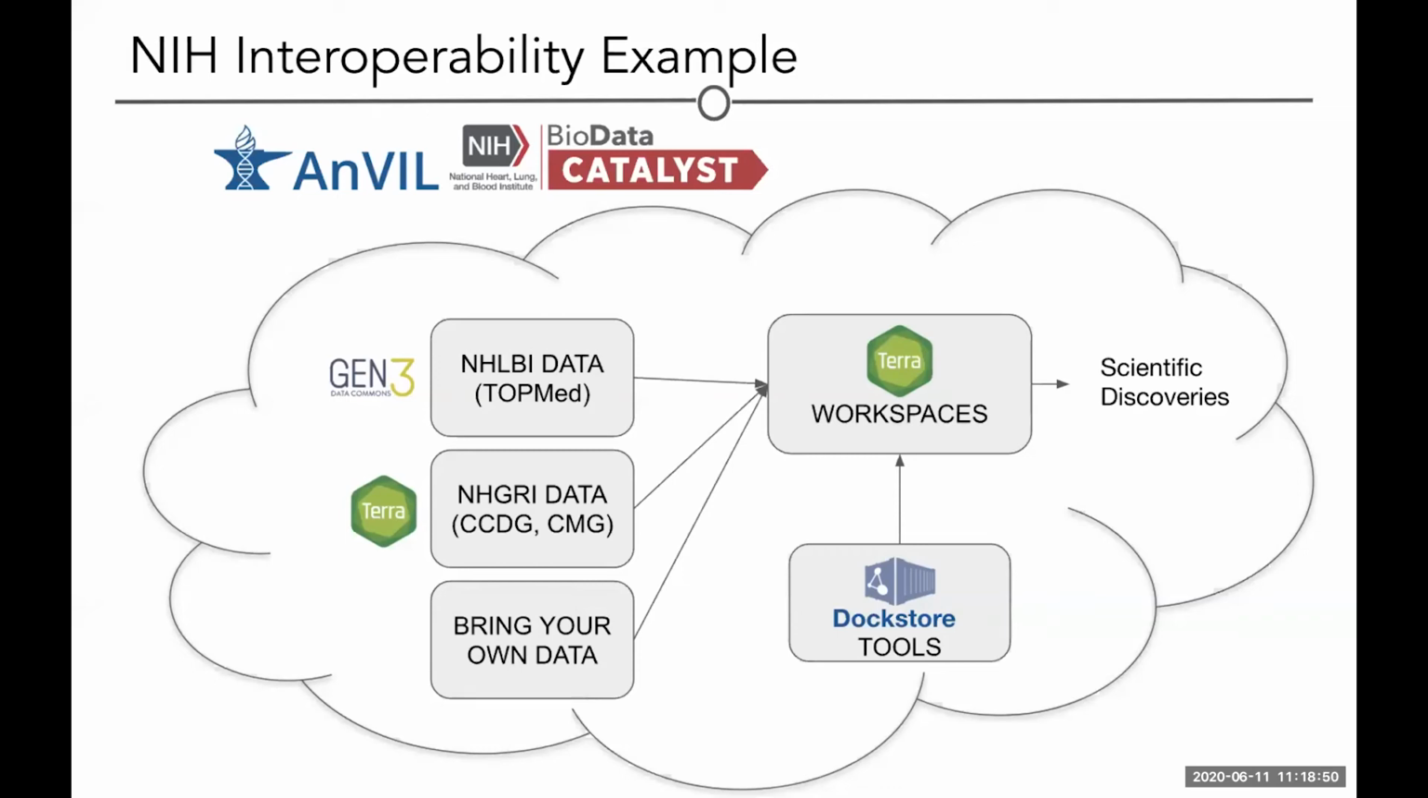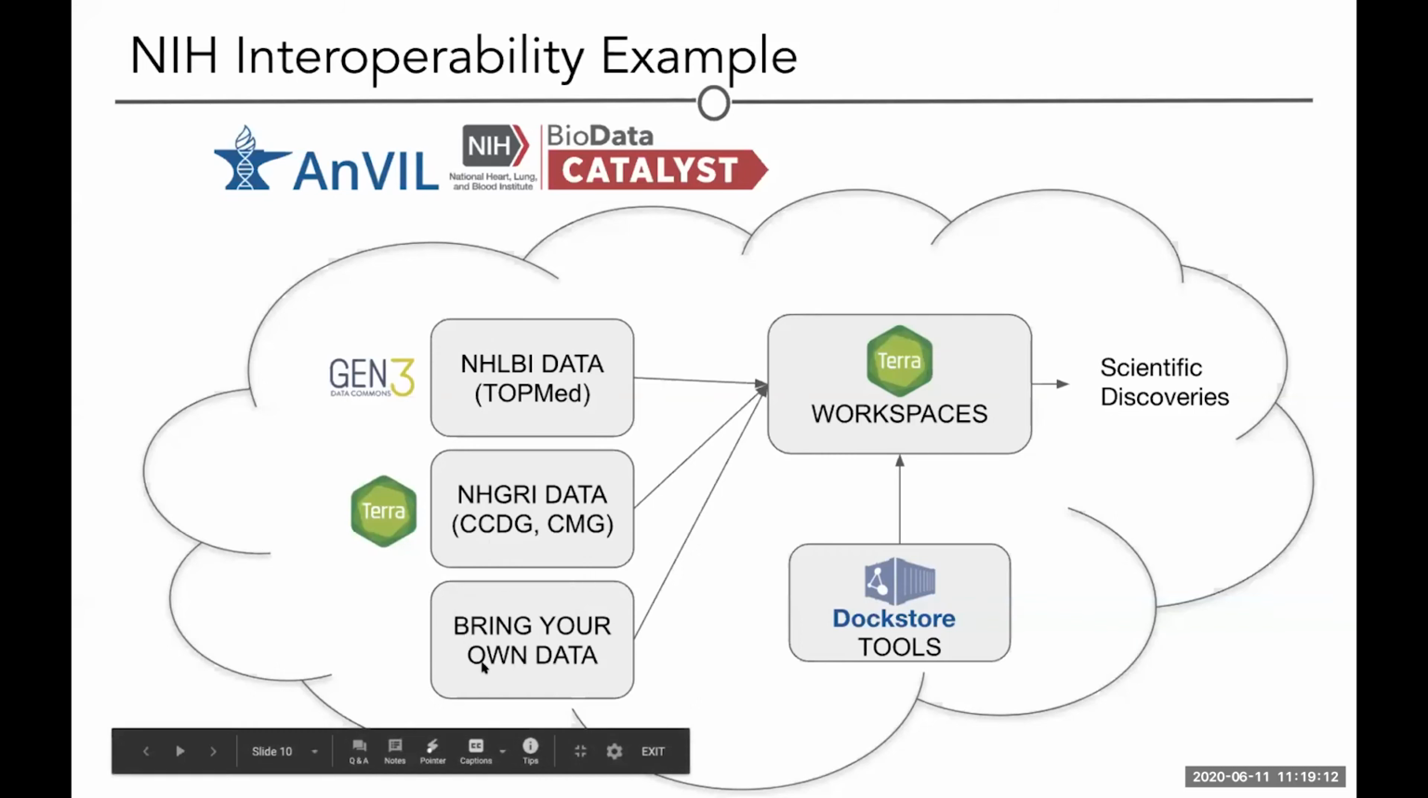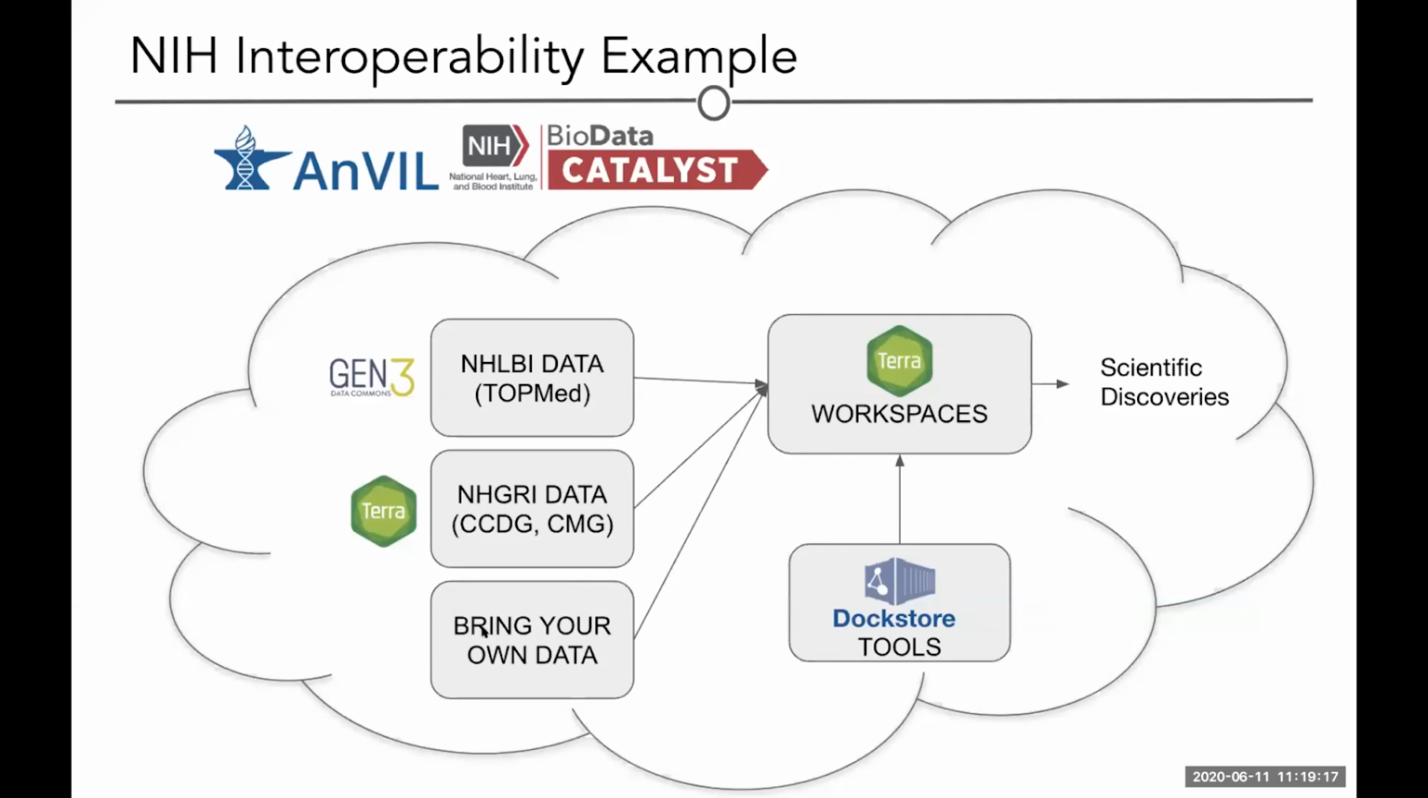So the example I wanted to highlight is, from NHLBI, BioData Catalyst currently hosts TOPMed data, and this is hosted on the Gen3 platform, whereas NHGRI, the AnVIL that you're learning about today, hosts data on Terra and currently has CCDG and CMG data. And then I just also wanted to point out, you could also bring your own data to this type of analysis.